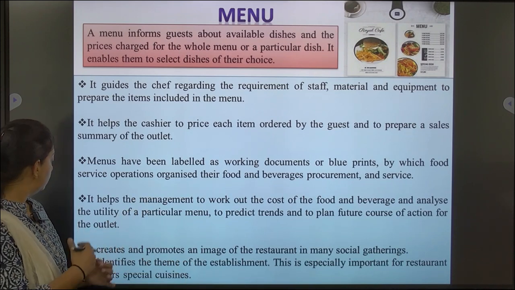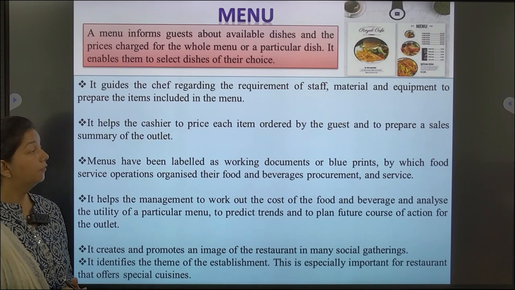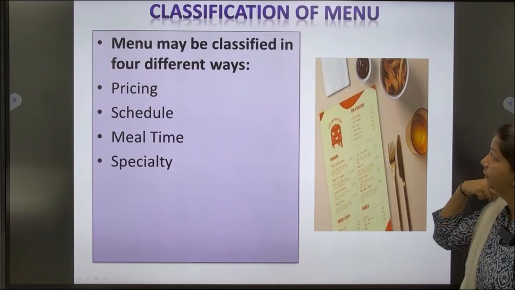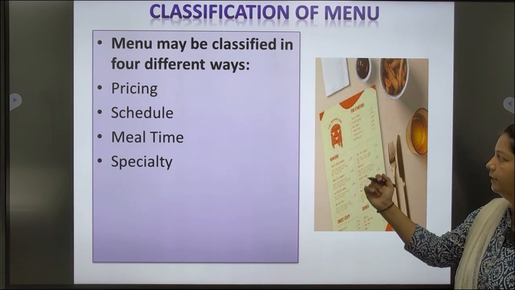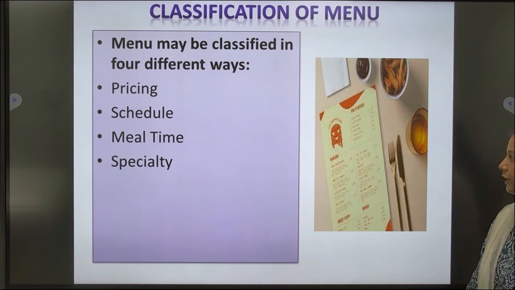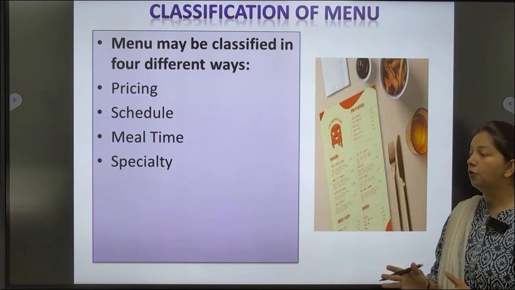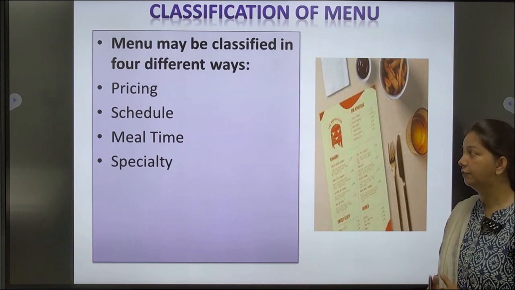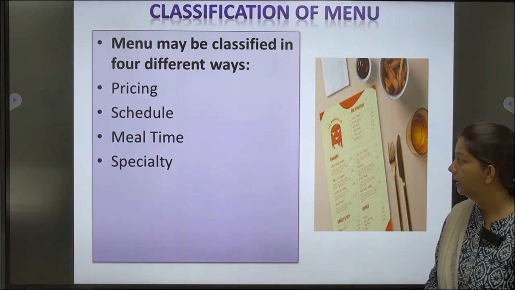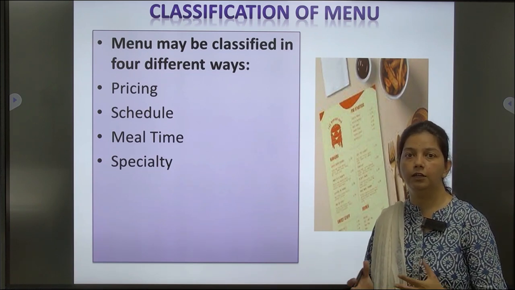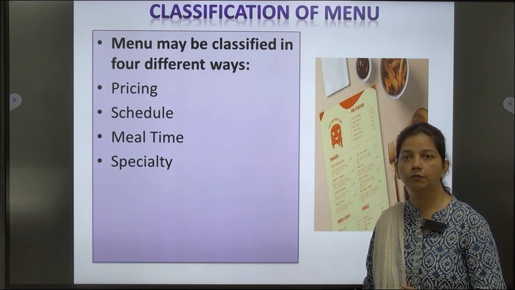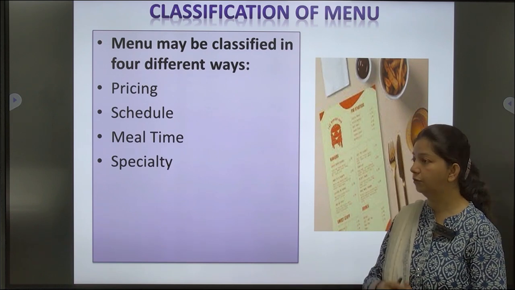So we are going to learn more about different types of menus. The classification of menu is based on pricing, schedule, meal timing and specialty. Like the menu for lunch is different, the dinner is different and the breakfast is different. Then the specialty. Specialty, the South Indian food contains different food items, the North Indian one is different. So specialty is based on the cuisine.